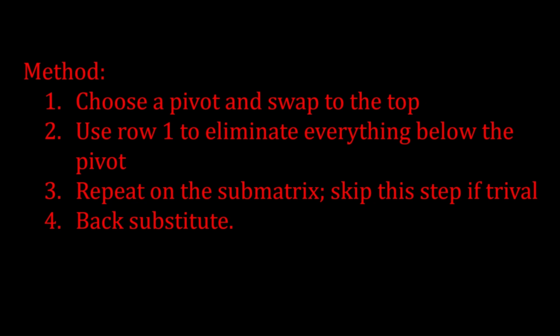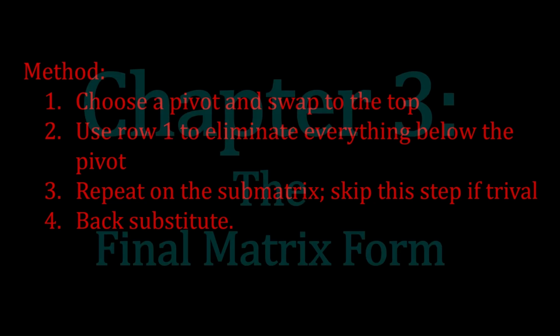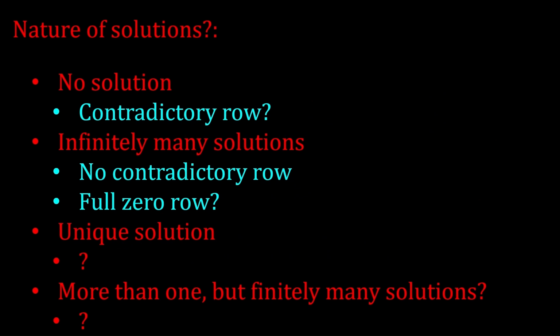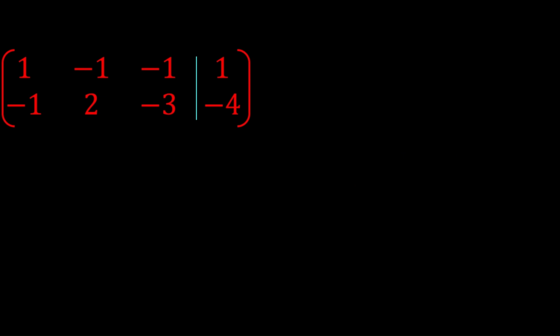Okay, let's actually try to figure out more about this final matrix form. It seems that the final matrix form can actually tell us about the nature of solutions. I'm not sure about the infinite solutions part. Is it possible that you can have infinitely many solutions and no zero row? Let's try to make an example, maybe with a non-square matrix this time.